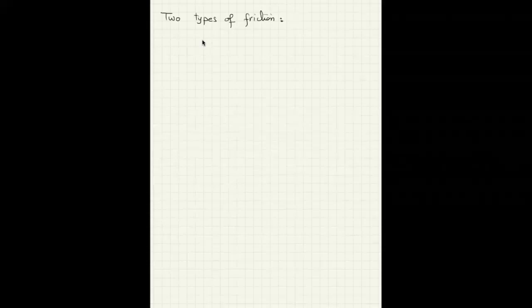Talk about two types of friction. The first one is static, and this is starting from no motion till the object is, we call it about to move. Now, that force of friction, we call static friction. It can be 0 or greater, okay?